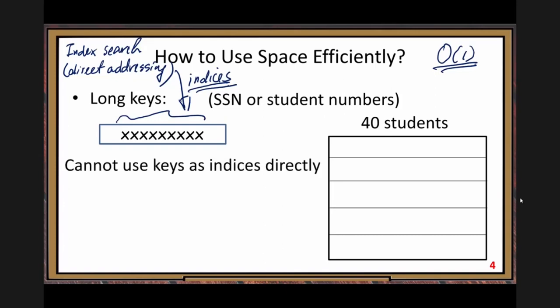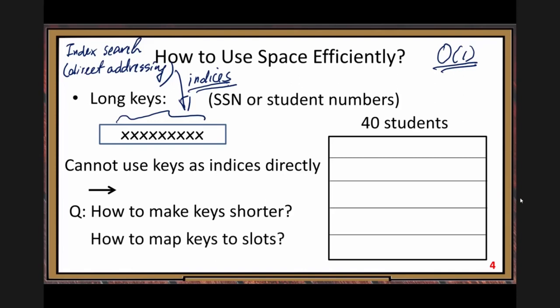Here, let me tell you the idea. We cannot use keys as indices directly. The question, how to make keys shorter? If keys are shorter, then we do not waste that much memory resource, right? Can we make long keys shorter? If it's shorter, then we use those keys to define an array not that big to hold these 40 students. Then we won't waste a lot of memory space. So the question, make keys shorter. We need to find the right way to make keys shorter.